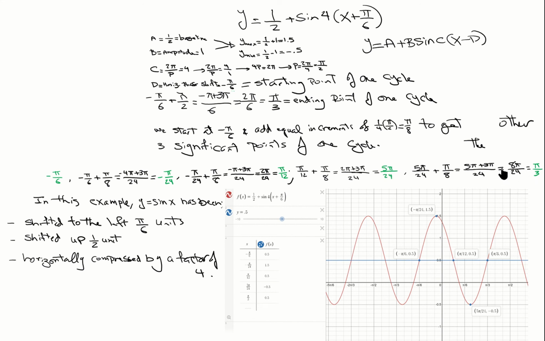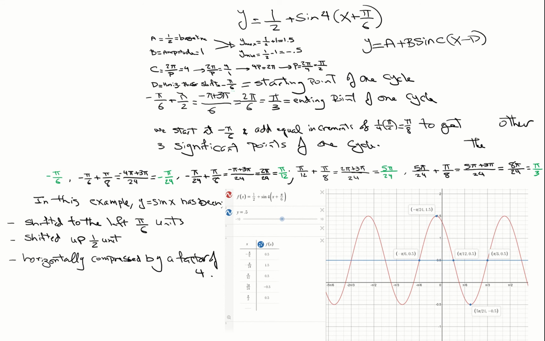This one we already had, we didn't really need to do again, but I wanted you to see how you can actually get it by adding another pi over 8 to this point right here as well. So this calculation was unnecessary once you really understand what's going on. So we already had the ending point to be pi over 3. So now we have all the information we need.